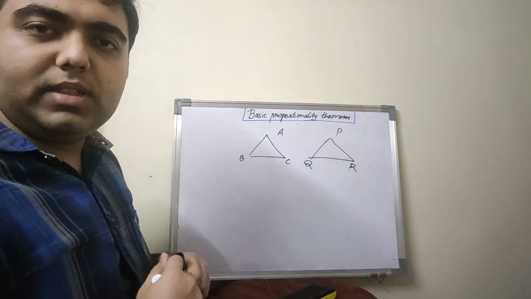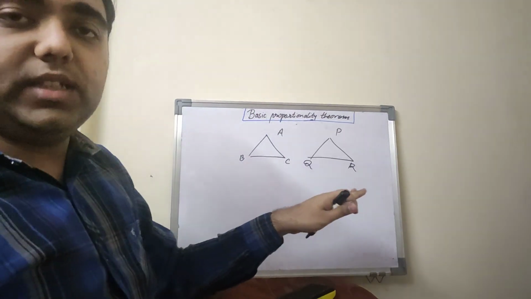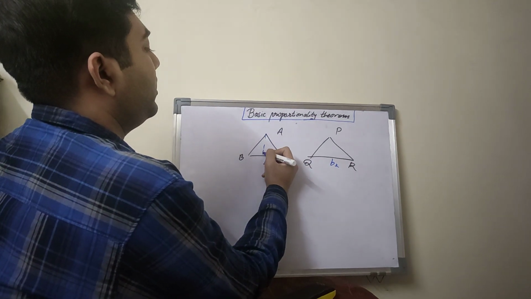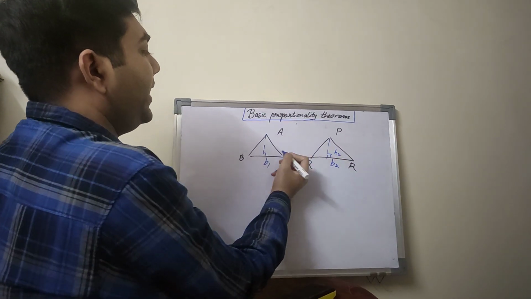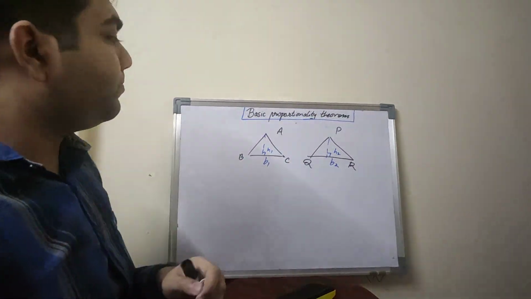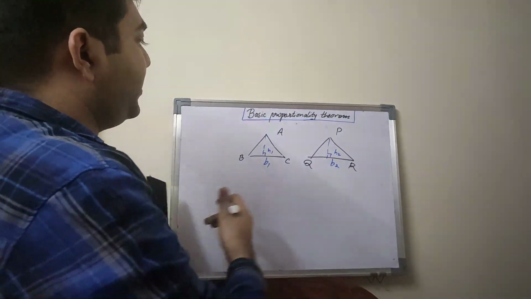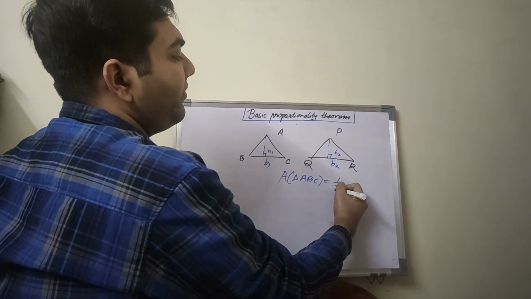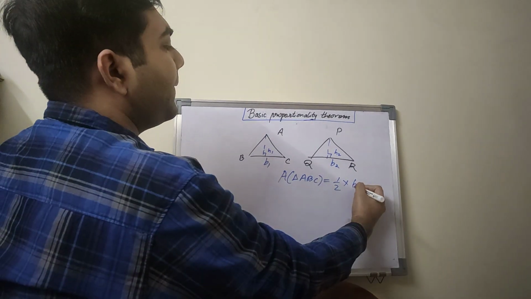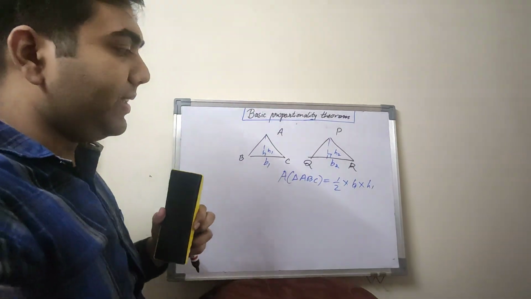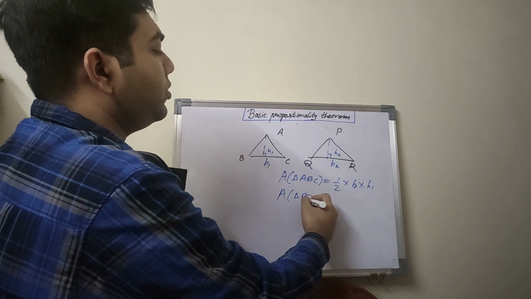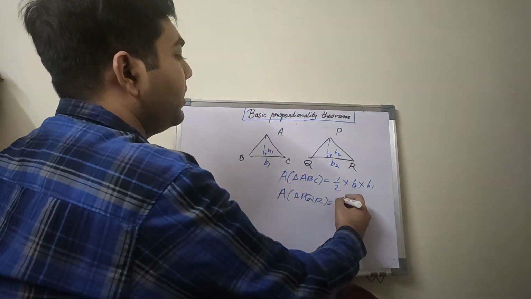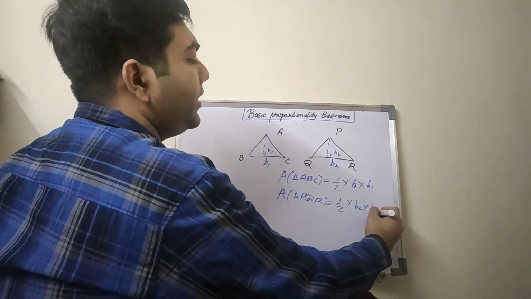Suppose the bases and the heights for these two triangles are B1, B2 and H1 and H2. So what are the areas of these two triangles? Let me write that down. Area of triangle ABC is half into base into height, half into B1 into H1. What is the area of the second triangle? Area of triangle PQR is going to be half into base into height, that is half into B2 into H2.